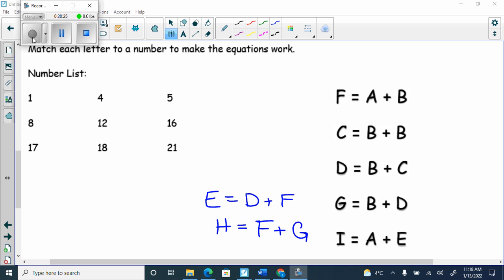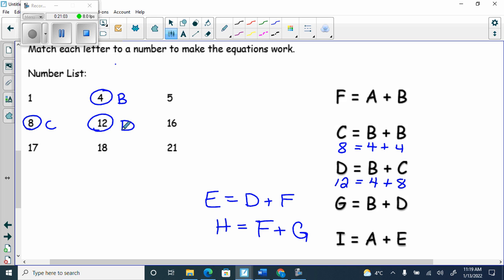Okay, where do you want to start? At C, because it has to be two numbers added that get you another number, right? Or that same number added twice gets you the same number. So the only thing B could be is 4, and 4 plus 4 is 8. So we know this is B. We know this is C. Where could we go after that? D. Yeah. So 4 plus 8 equals 12. So we know that this is D.